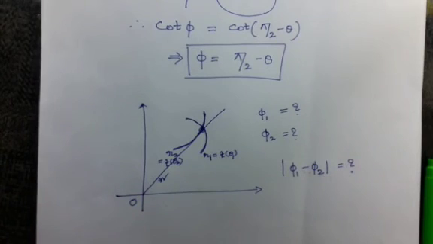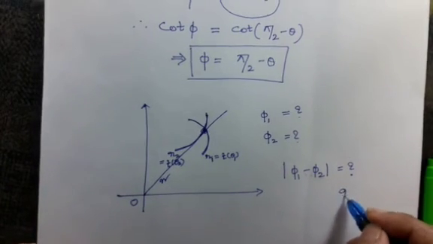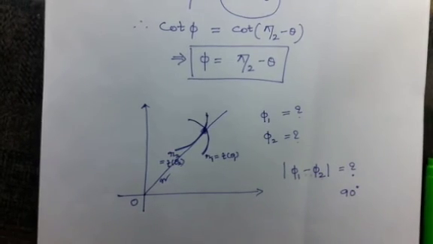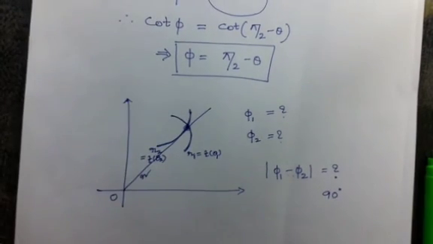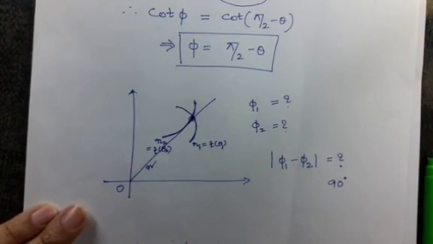If the angle of intersection of two polar curves, phi 1 minus phi 2, is equal to 90 degrees, then we say that the two polar curves will be intersecting orthogonally. Okay, this is about a brief introduction of the polar curves. In the next class, we will see more about polar curves and problems based on polar curves.